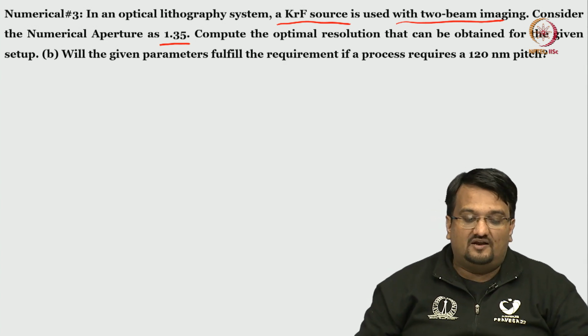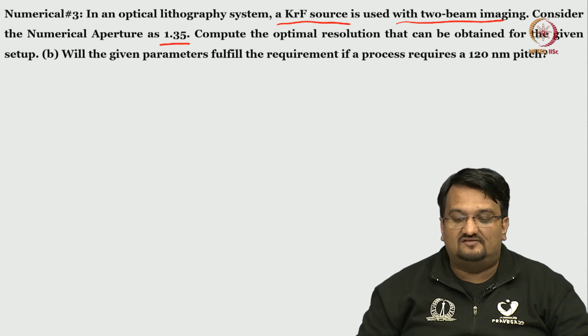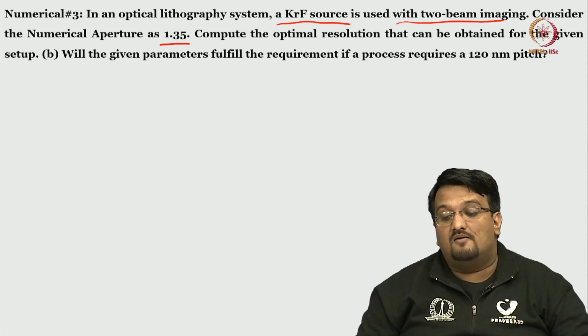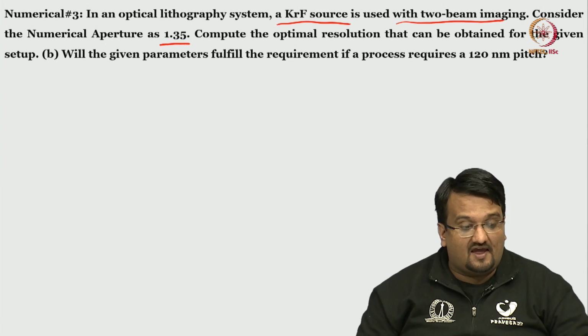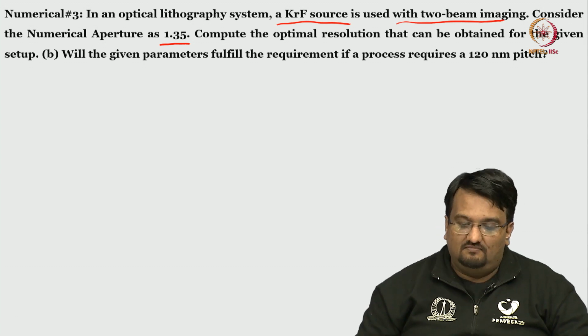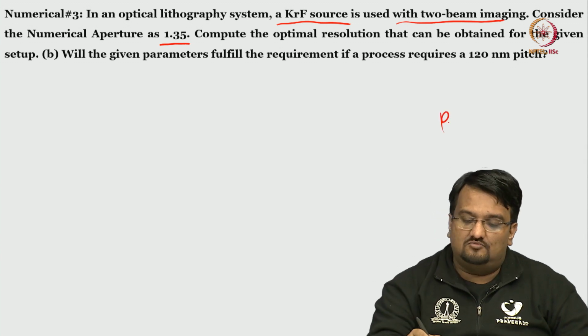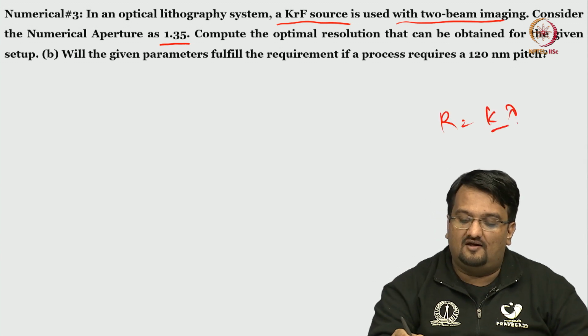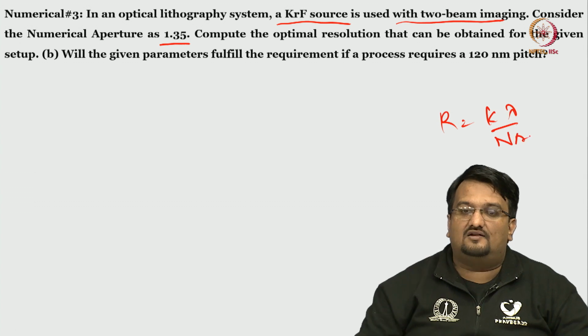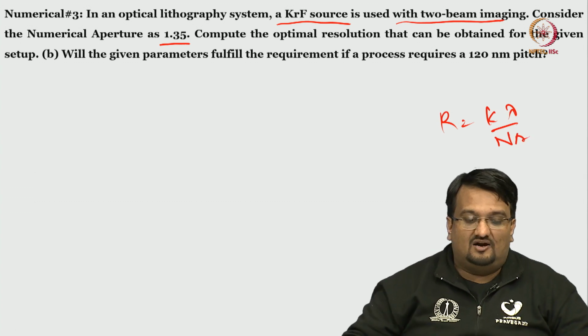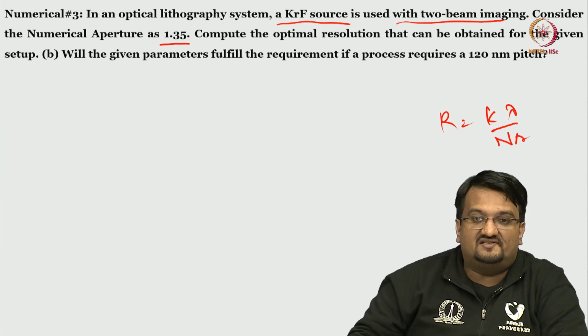So, we have been given a krypton fluoride source, which will give us the wavelength. We have been given 2 beam imaging, which will give us the value of K, and also the numerical aperture. So, what do you want for resolution? R is equal to K lambda by NA. So, the required things have already been given, but let us see what the problem statement says further.